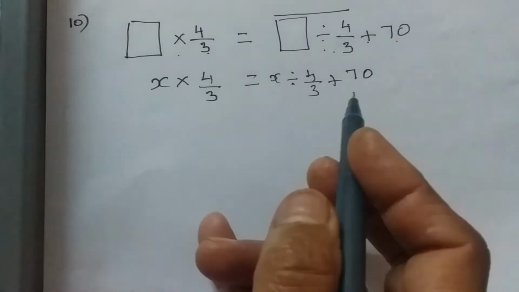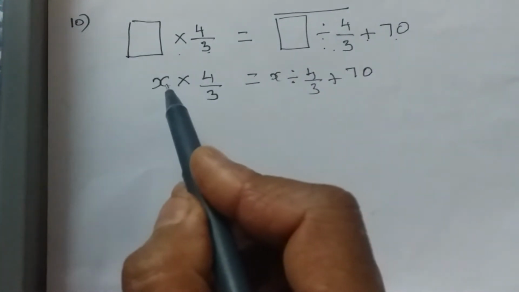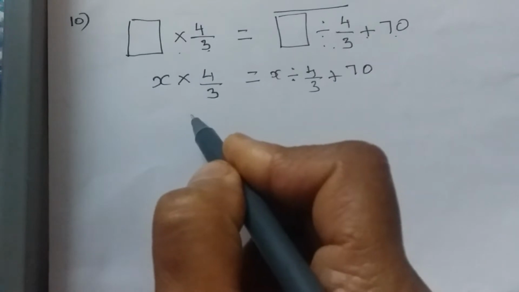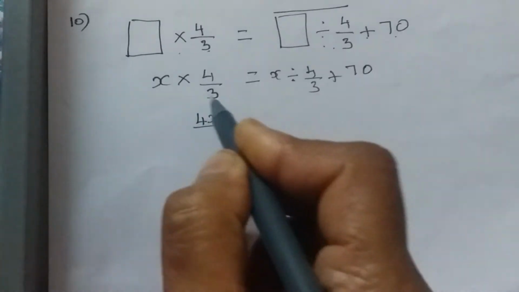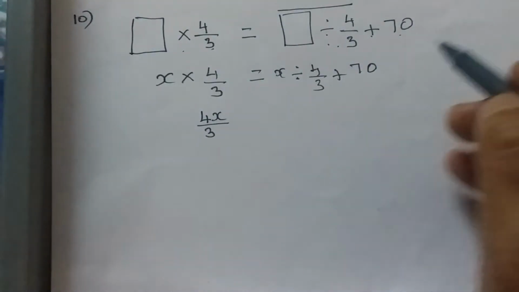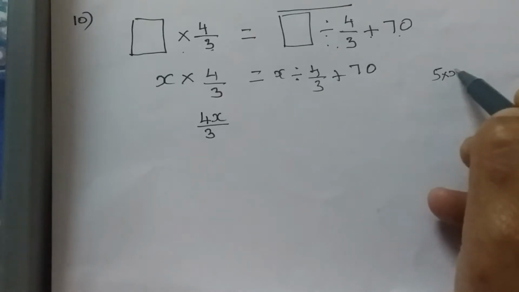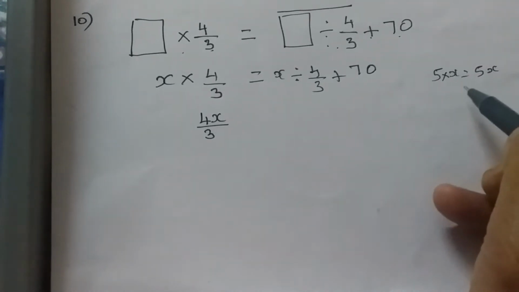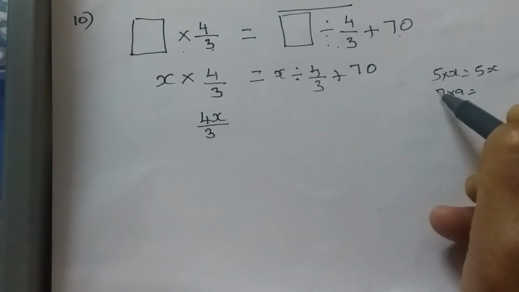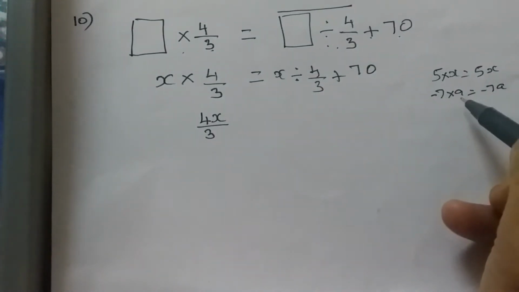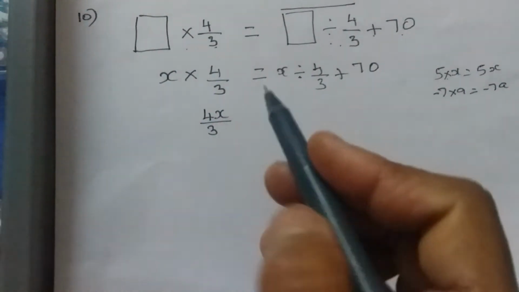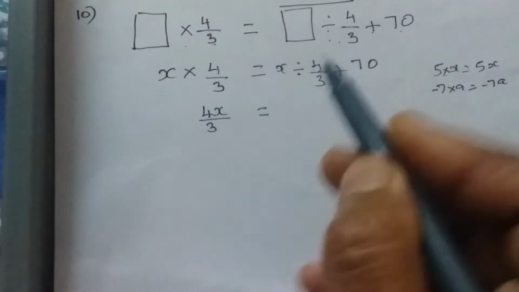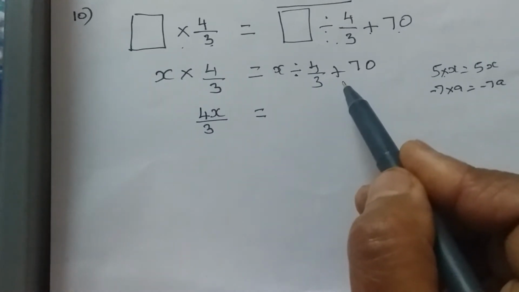So now we got an equation, we'll solve it. How to solve? First, x into 4 by 3 is 4 by 3 into x, which is 4 by 3x. We studied in algebra in previous classes that if you have 5 into x, it is 5x, and 7 into a is 7a, minus 7 into a is minus 7a. Usually we leave out the multiplication sign to avoid confusion between into and x. So we have 4 by 3x is equal to, and on the right hand side we have division and addition. What has to be done first?